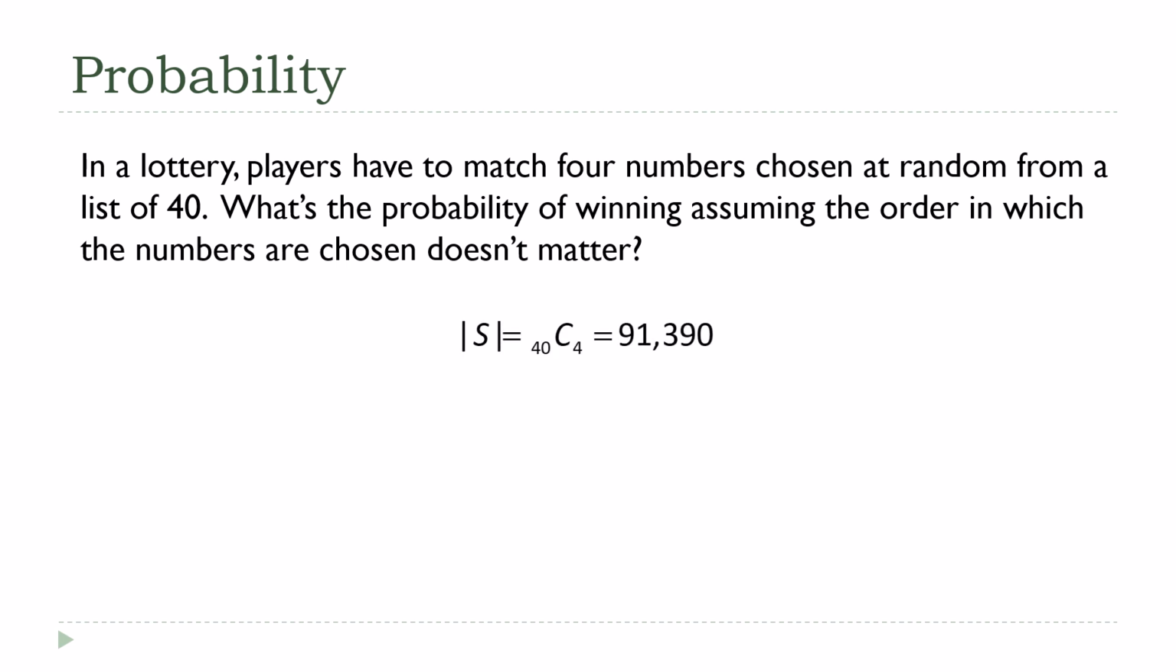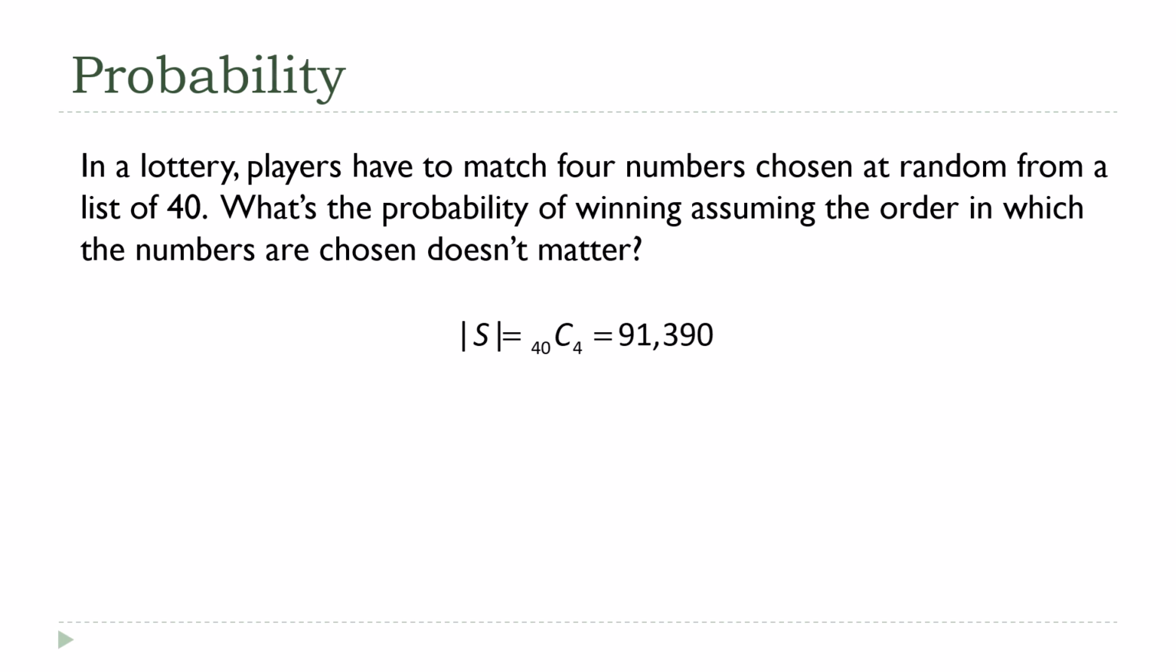Size of the sample space. We're choosing 4 numbers from a list of 40, and the order doesn't matter. That's a combination. So 40 choose 4. Get out the formula, your calculator, whatever. That comes out to 91,390.